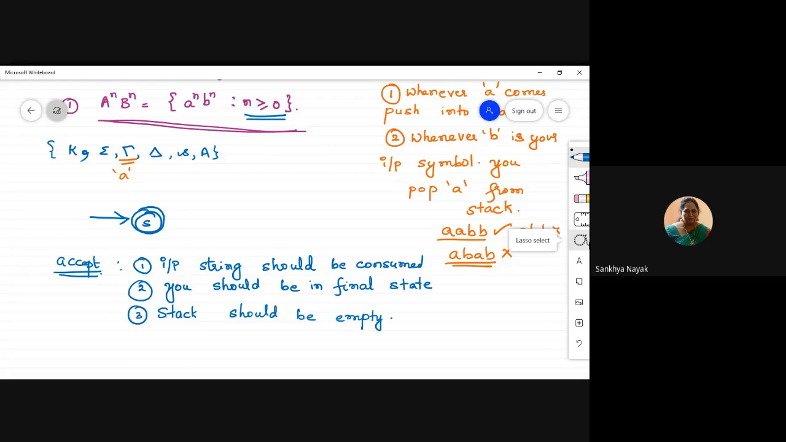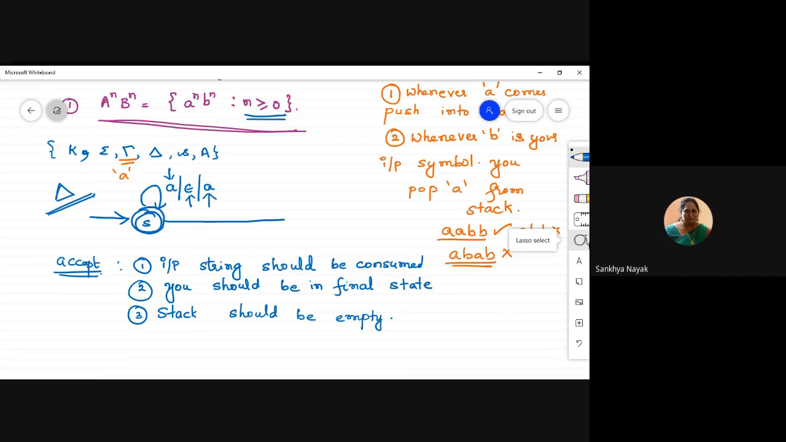Okay. So now let us write the transitions. This is nothing but a delta, correct? So you are at S, you are at the starting place. Now, as I said, if you get A, you have to push it, right? So we show it like this, no? A, epsilon, A. This means your input symbol is A, and if nothing is there inside the stack, you push it into the stack. Okay.